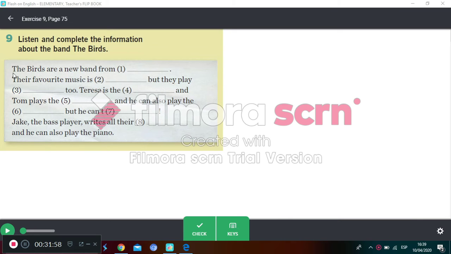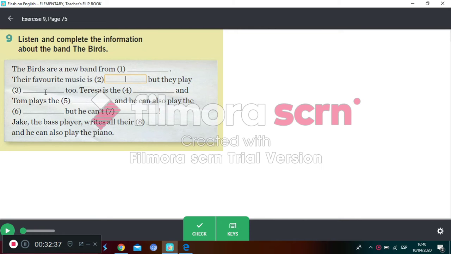Okay, perfect. Let's read. The Birds are a new band from... Here, you need to focus on the name of the country. To complete here, the name of the country. Their favorite music is... Here, you need to write the kind of music, okay? Reggae music, pop music, ska music, rap music, okay? The favorite kind of music.